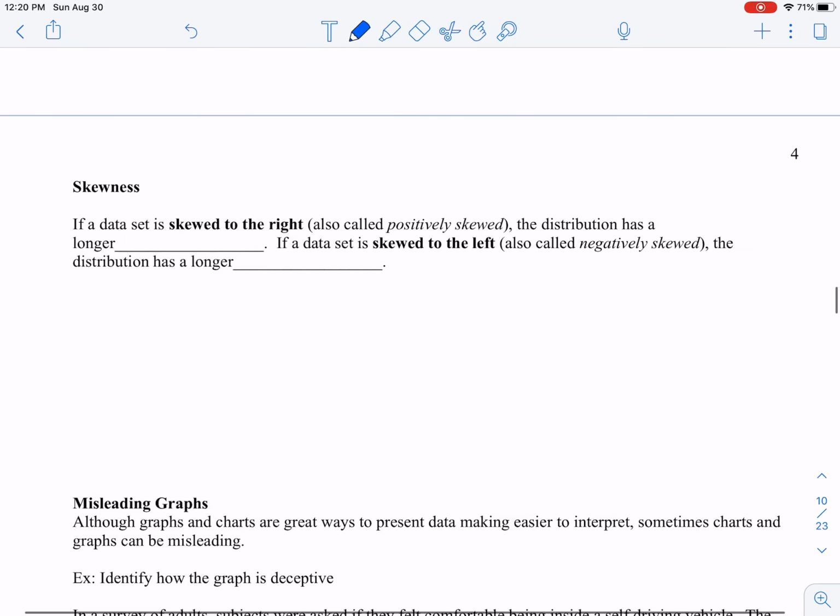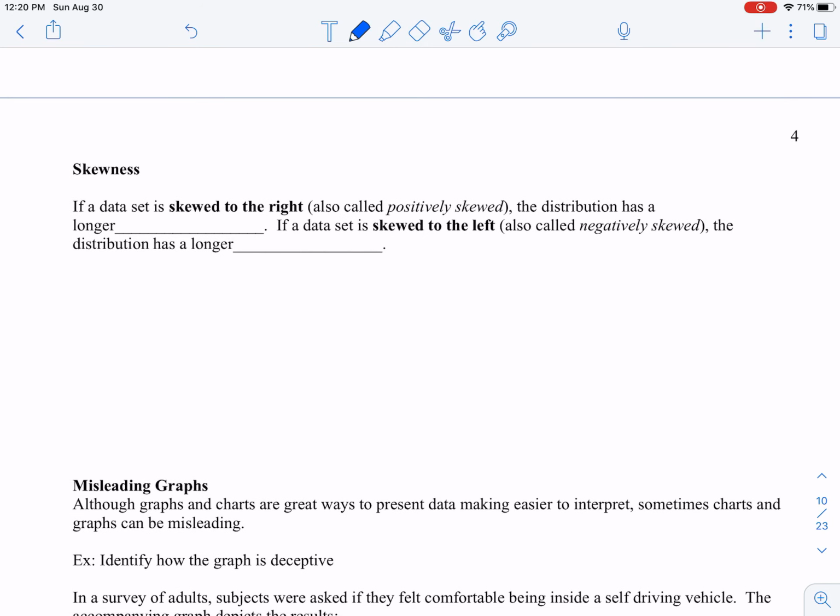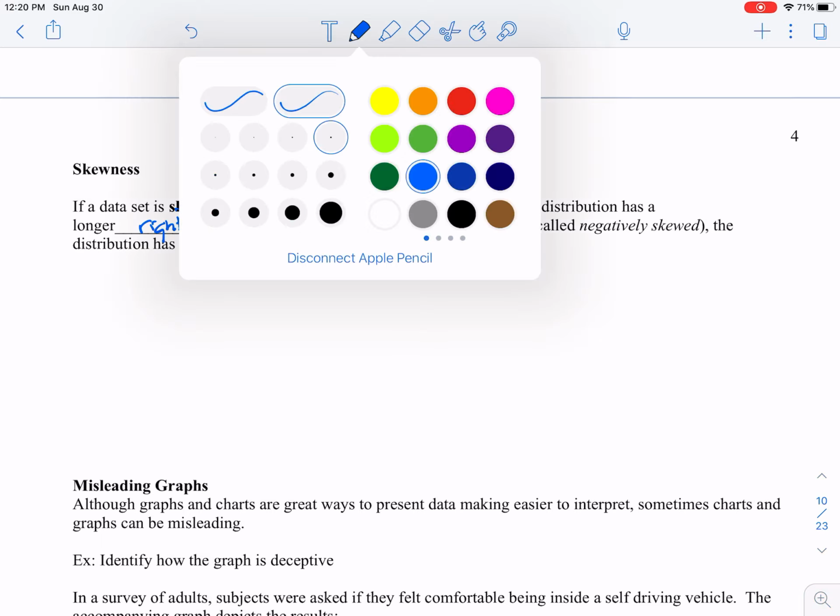When you have a shape of data that is skewed, we have a data set that's skewed to the right, or positively skewed, if the distribution has a longer right tail. And if the data set is skewed to the left, also known as negatively skewed, then the distribution has a longer left tail. So let me sketch what those types of graphs may look like.